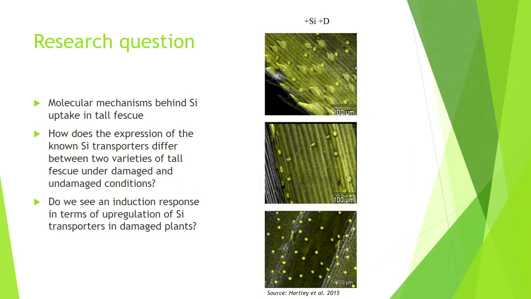So the question I'm interested in has to do with the molecular mechanisms behind silicon uptake. There have been quite a lot of glasshouse experiments done into silicon being taken up and the inducible defences, but there haven't been quite as many studies done on the molecular aspects of this. So I'm interested in how the expression of the known silicon transporters differs between two different varieties of tall fescue, one a harsh variety and a very soft variety. And then I'm also interested in if we see an induction response in terms of an upregulation in the silicon transporters in terms of damaged plants.